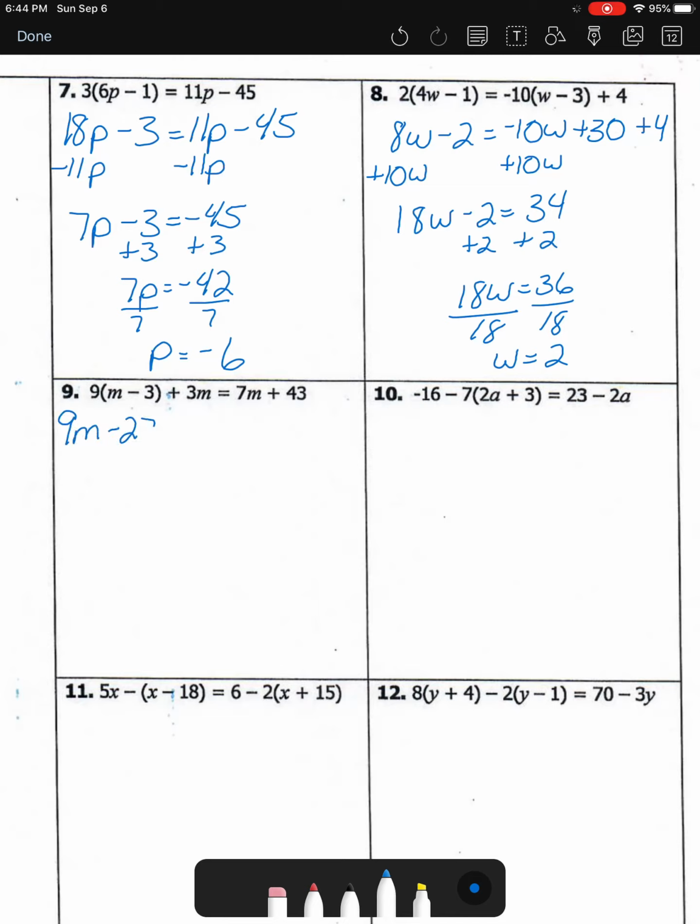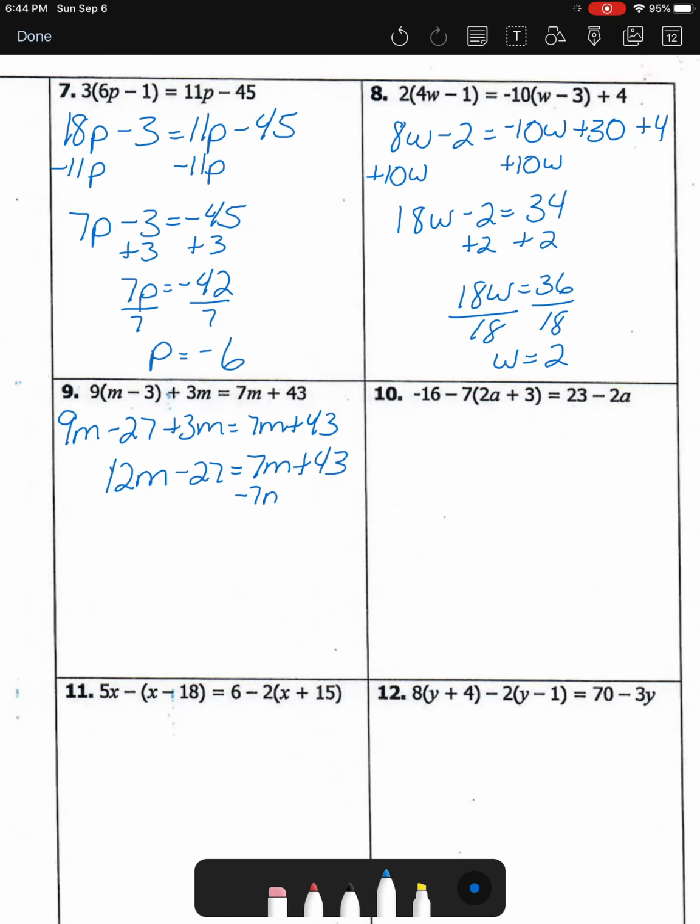9m minus 27 is going to be the first distribution, well, the only distribution, plus 3m equals 7m plus 43. 9m plus 3m. So remember, now that we're on the same side, we're just going to do what's sitting there. 9m is positive, 3m is positive. So that means I get a 12m to go. Minus 27 equals 7m plus 43.